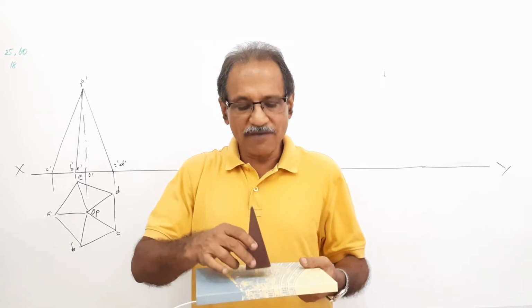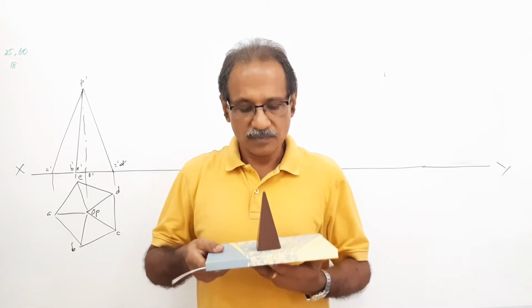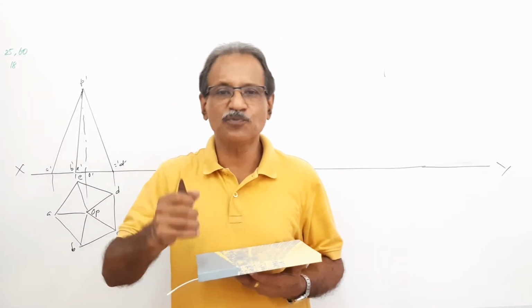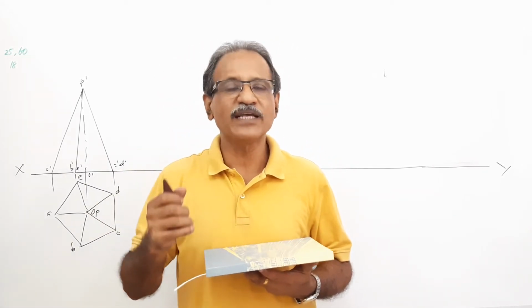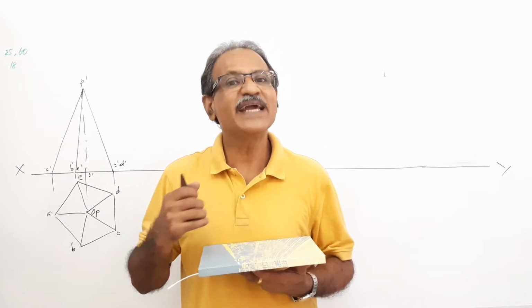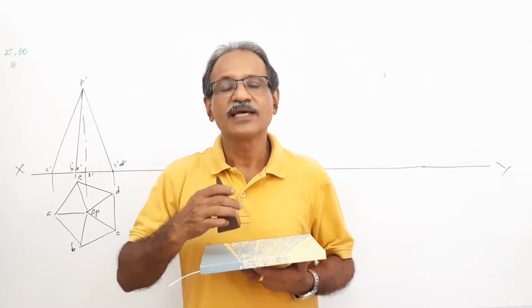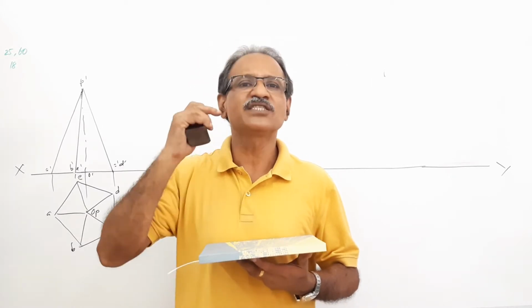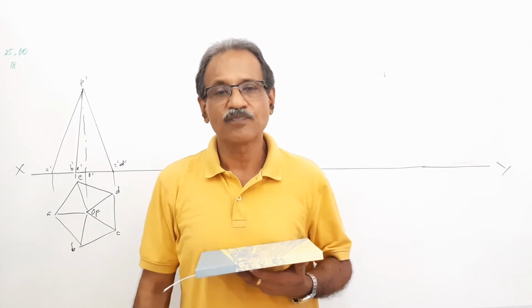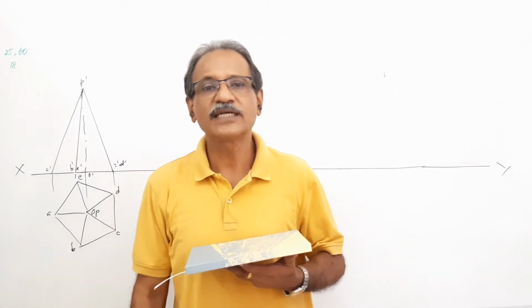We are going to draw a very interesting question here. The question says a pentagonal pyramid is resting on HP on its base with a side of base parallel to VP and 18 mm away from VP. The apex is tilted, or the pyramid is tilted about this edge holding the apex so that the apex touches VP. Draw the projections. That's the question.